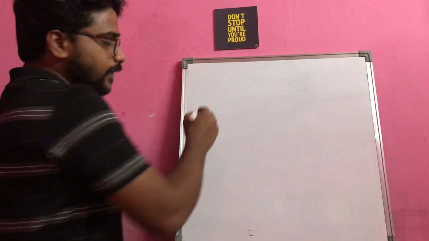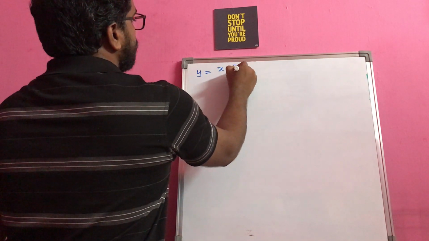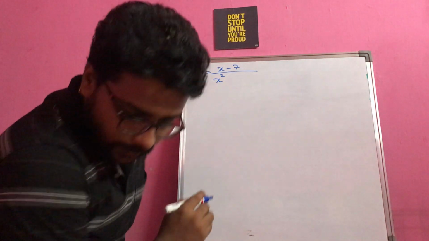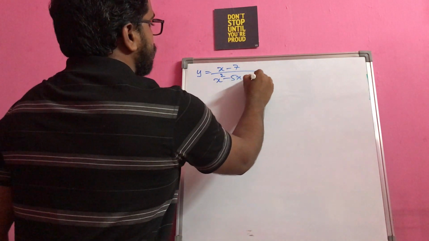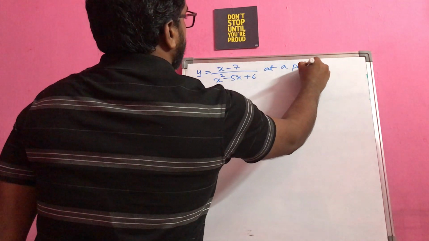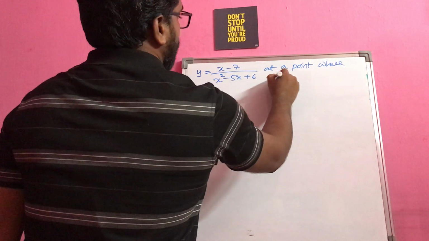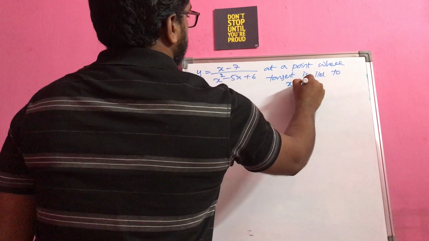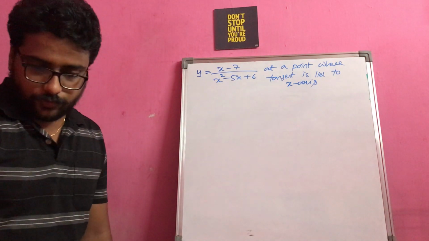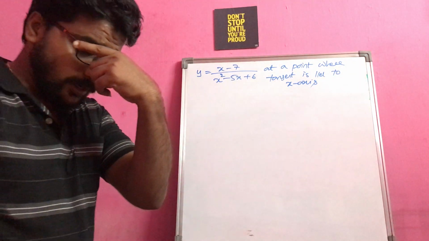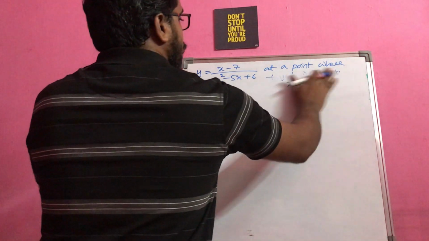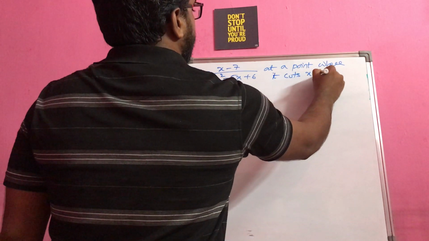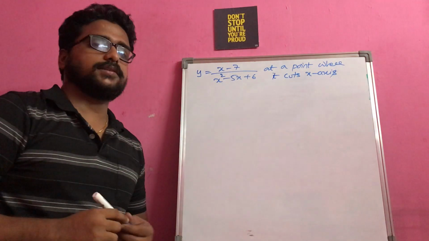See this one. Find the equation of tangent to the curve y is equal to (x minus 7) divided by (x square minus 5x plus 6) at a point where it cuts the x-axis. See the question, find the equation of a tangent to the curve at the point where it cuts the x-axis.